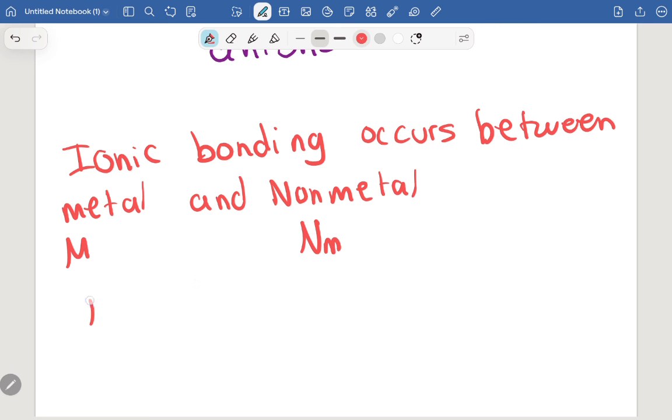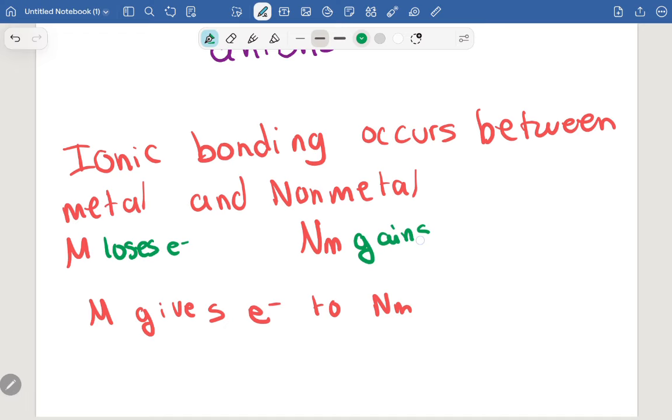The metal gives electron to non-metal, right? So, when the metal gives electron to a non-metal, the metal loses electrons and the non-metal gains electrons, right? So what happens when we have loss of electron and gain of electrons? We will then have a cation and an anion. So when a cation and an anion react together, they will form what? They will form an ionic compound, right?